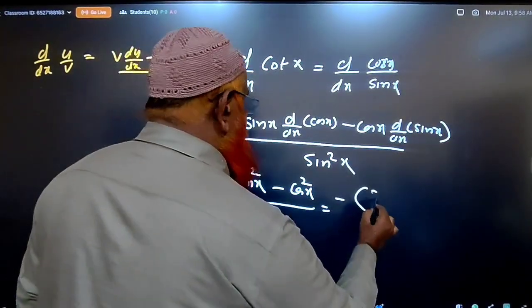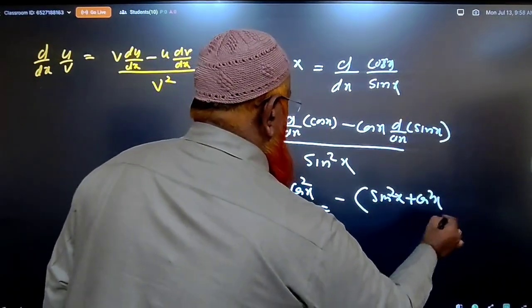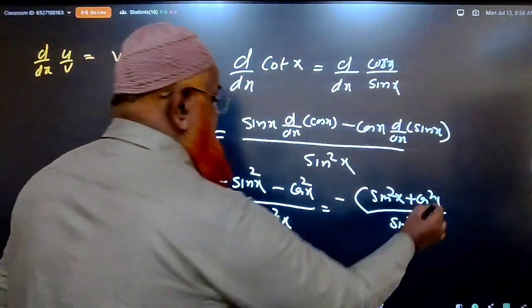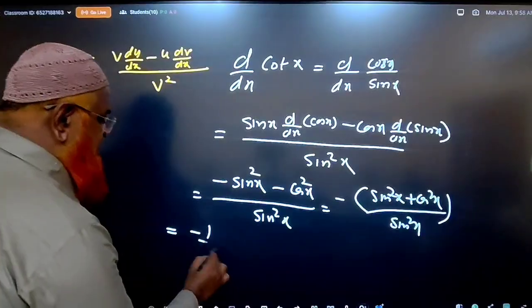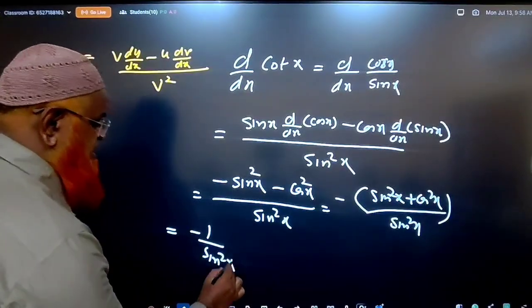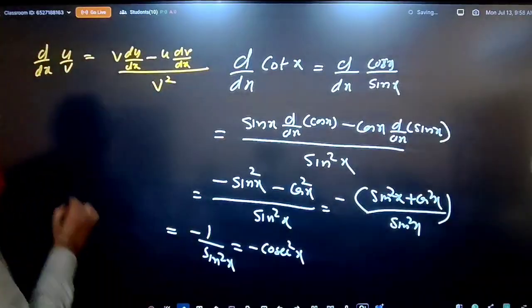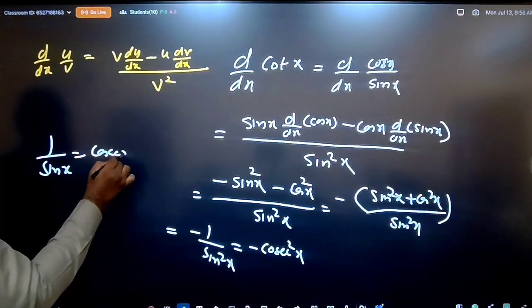So common out minus, we will be getting sin square x plus cos square x divided by sin square x. So this is going to be 1 here, sin square theta plus cos square theta is going to be 1. So finally getting how much? Minus 1 by sin square x, which is nothing but minus cosecant square x, because you should know that 1 by sin x is nothing but cosecant x here.